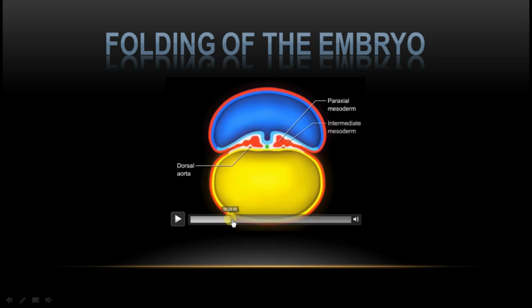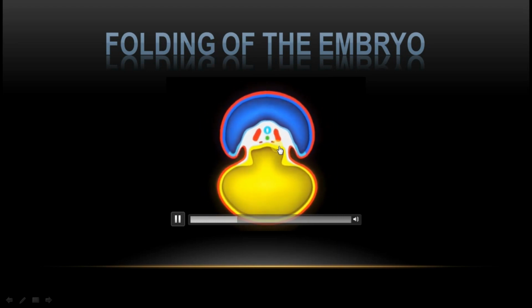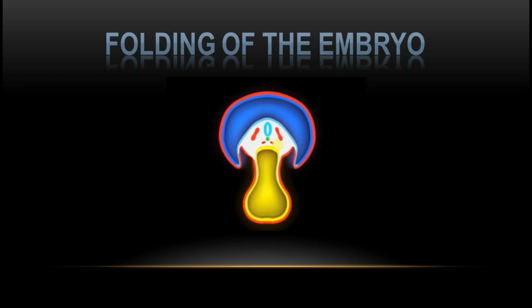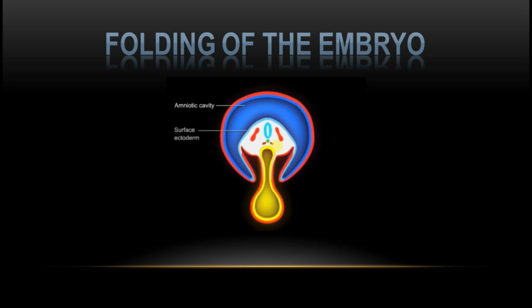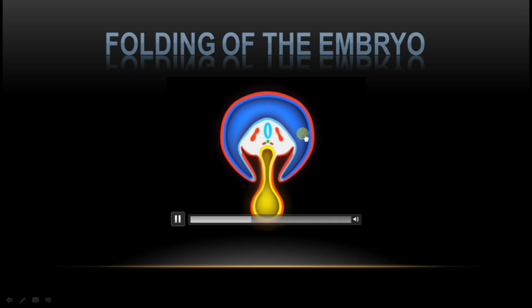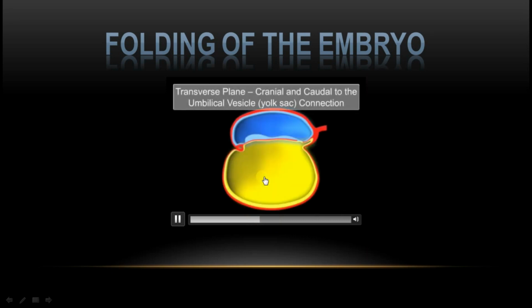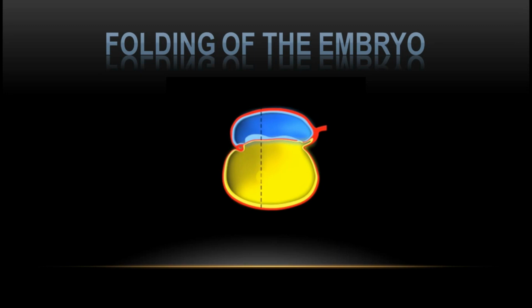Just a quick review again of how the peritoneal cavity is formed. Paraxial mesoderm will give rise to your vertebra and muscles of the vertebral column. Intermediate mesoderm will give rise to the genitourinary system. So now the flat embryo is becoming rounded and three-dimensional. That is how the gut is formed.